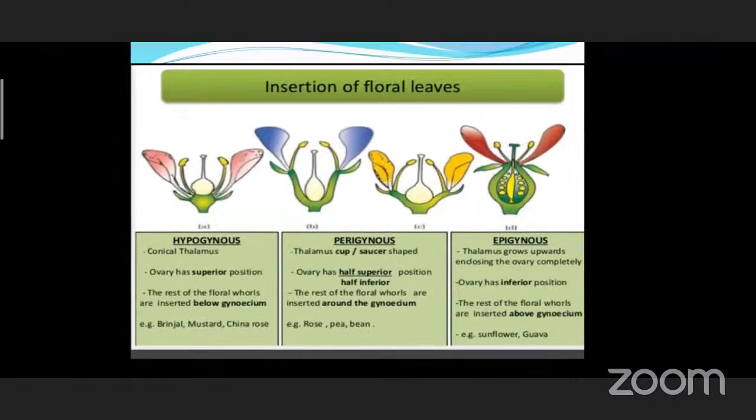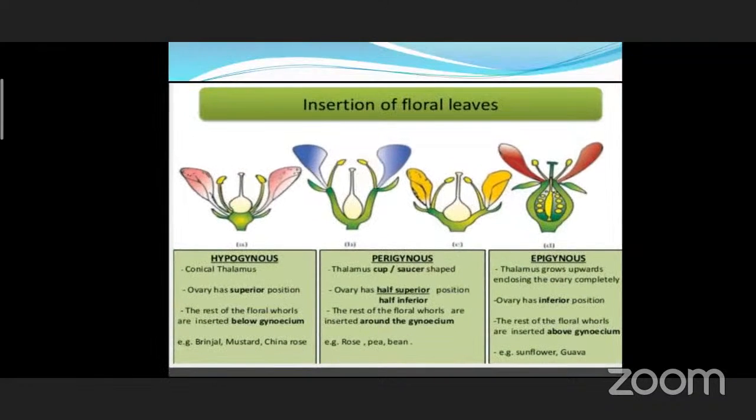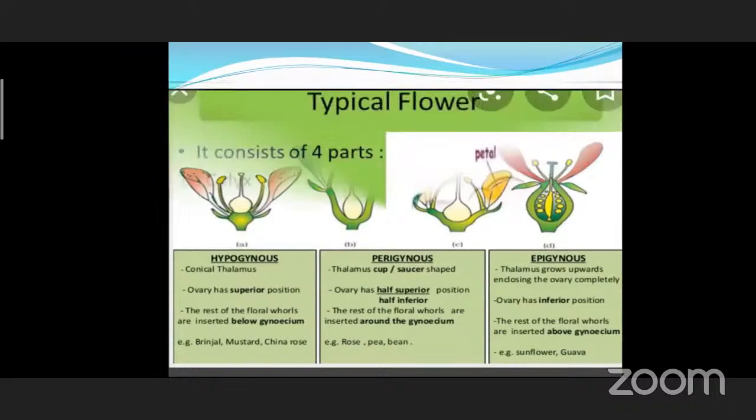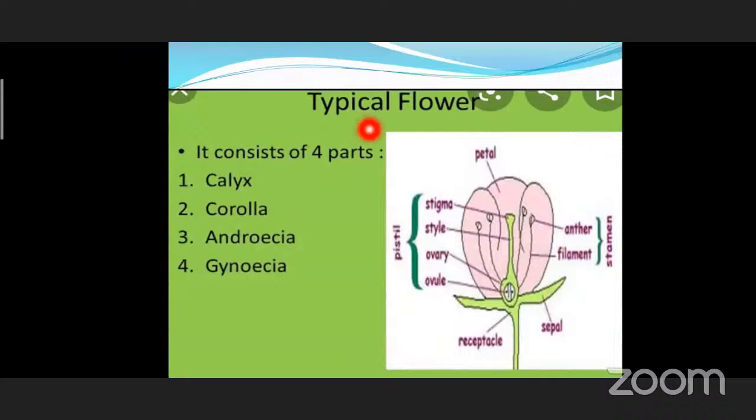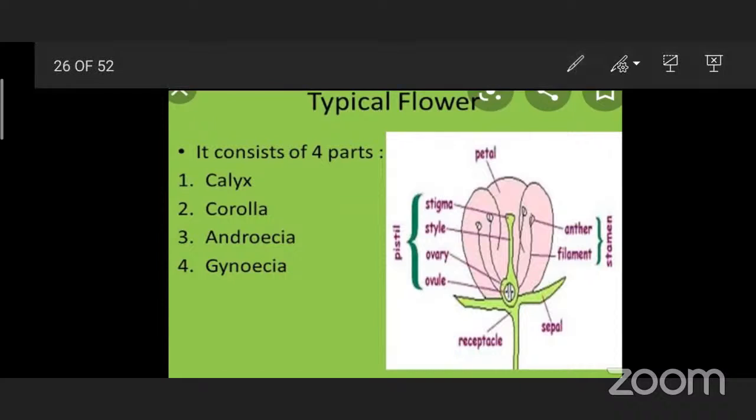Okay, students, do you understand? Insertion of floral leaves. We will go to the next slide. See here, a typical flower. It consists of four parts: first calyx, second corolla, third androecium, and fourth gynoecium. See here, this is the flower: sepals, receptacle or thalamus or torus, filament, anther. These are the stamen, the male reproductive organ, and the petal.